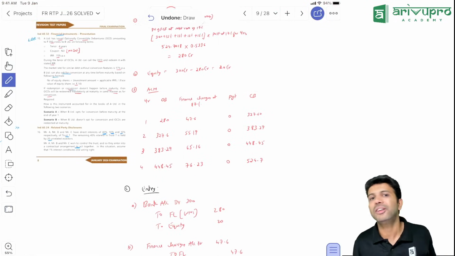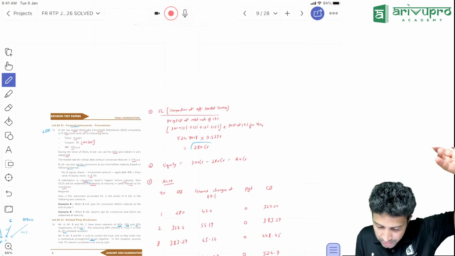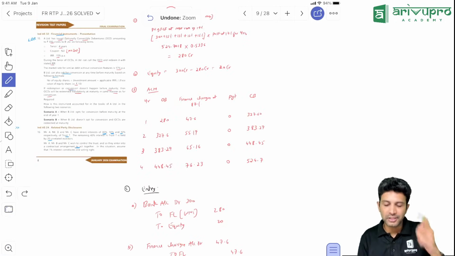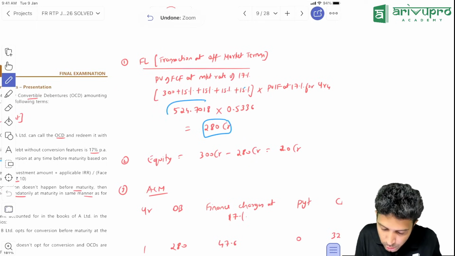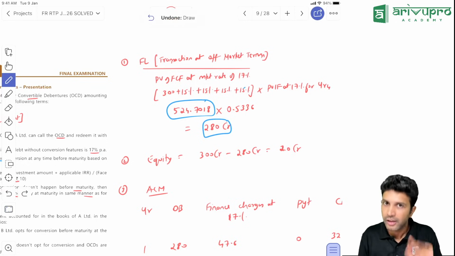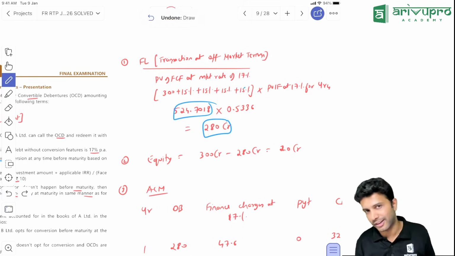See, IRR or effective interest rate means what? A rate at which the present value of cash inflow will be equal to the present value of cash outflow. Currently, the present value is 280. In future, the value is 524. At what rate will these two be equal? That only we call the effective interest rate.